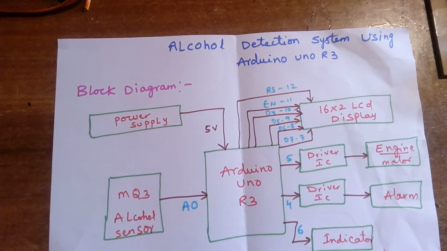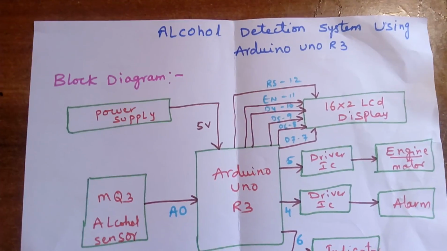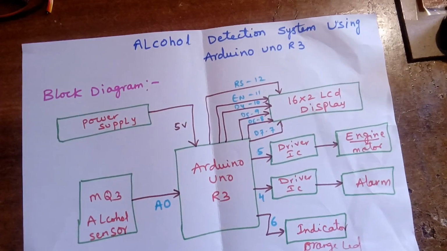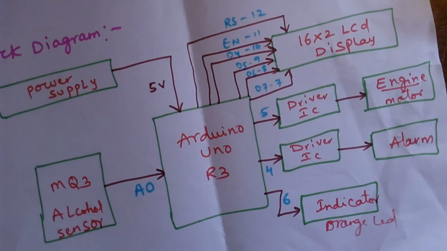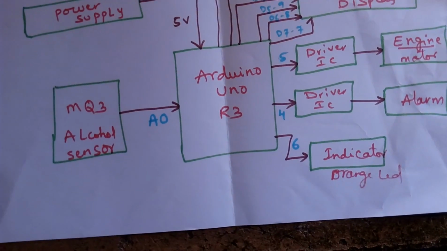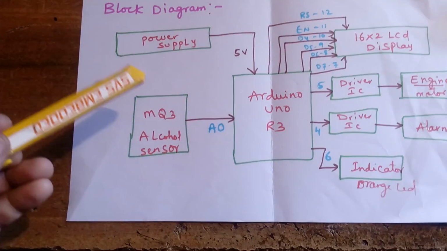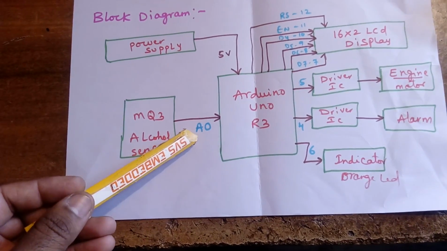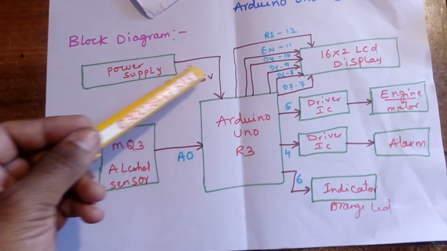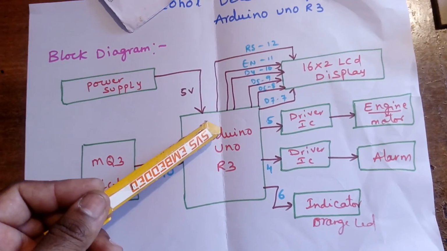The project title is Alcohol Detection using Arduino Uno R3. In this project, I'm using an Arduino Uno R3 and one MQ3 alcohol sensor. It is connected with the A0 analog channel, the first channel, and I am using a 5 volts power supply unit.